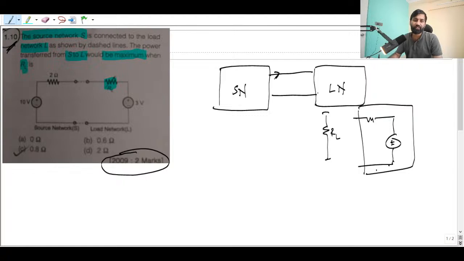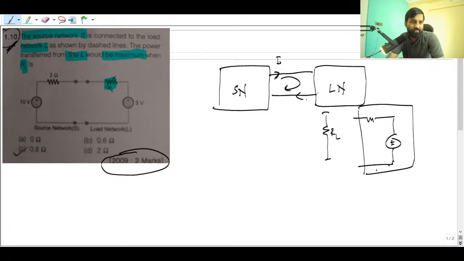Whatever current flows from the source network will also go to the load network and come back. So it will be like this. The source network is there and the load network is there, and whatever current is because of the source network, the same current is going to flow through the load as well and then come back. And this circuit is not any sort of AC circuit. Here all the sources are connected, all DC sources.